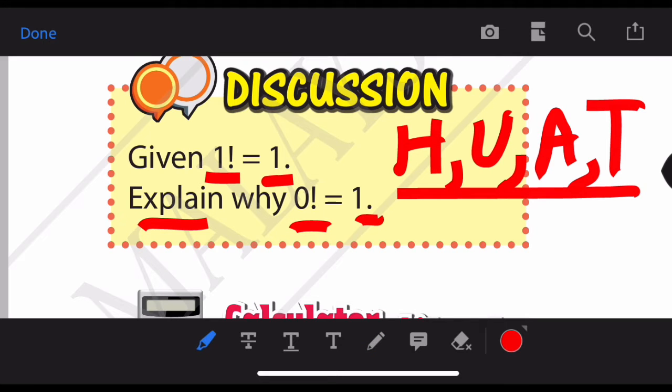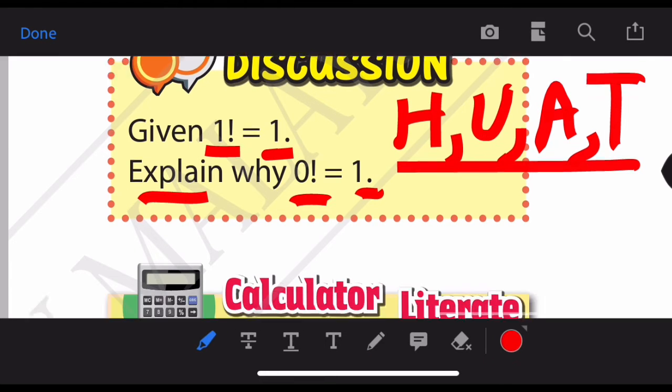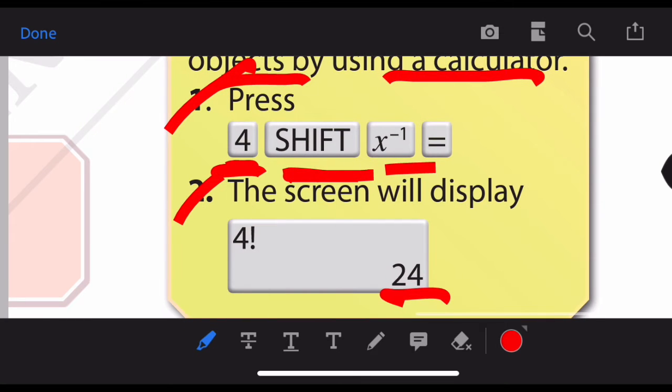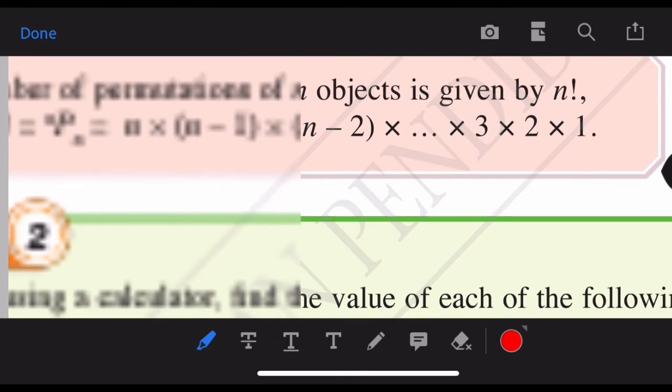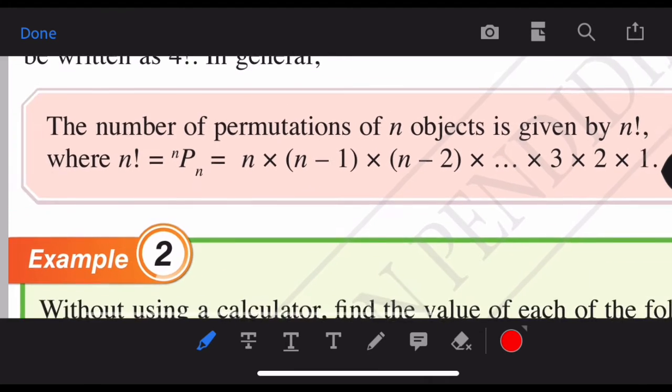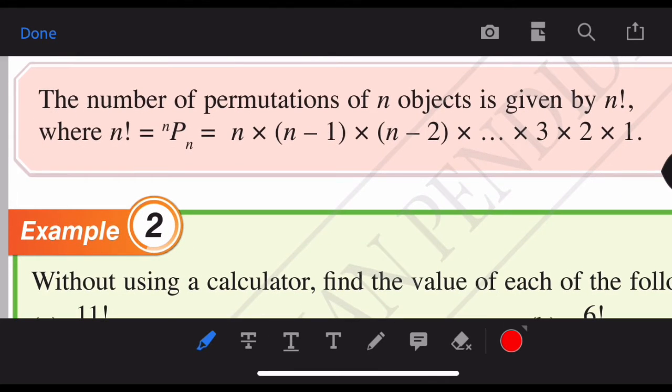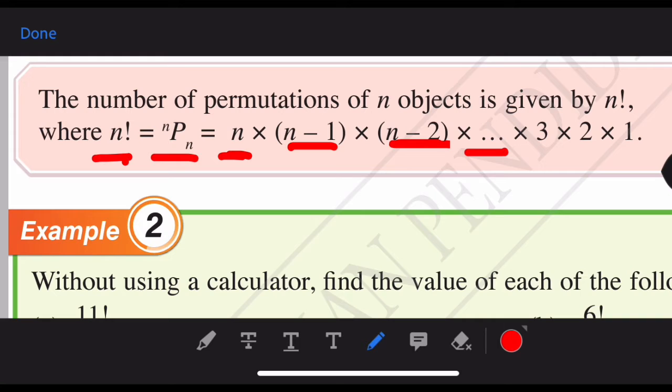Please remember this. Alright, so let's proceed to the next one. Calculator, you know how to press it, right? So this one, I want to discuss this formula, which is very important. You have n factorial, you can write as nPn. The formula is n times n minus 1 times n minus 2, followed by n minus 3, n minus 4, and so on, and it will always end with 3 times 2 times 1, no matter how many factorial.